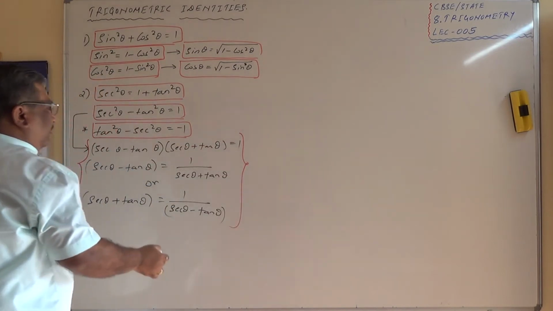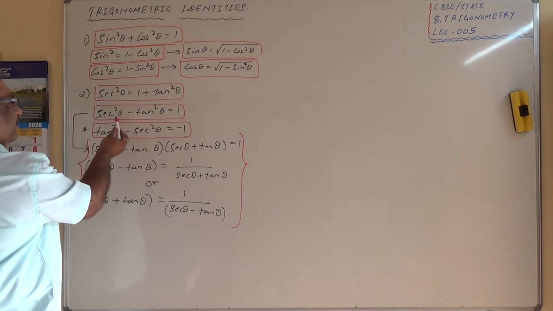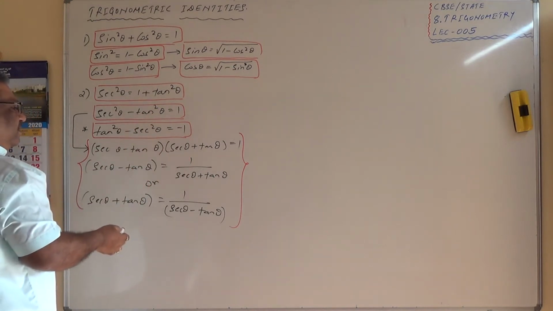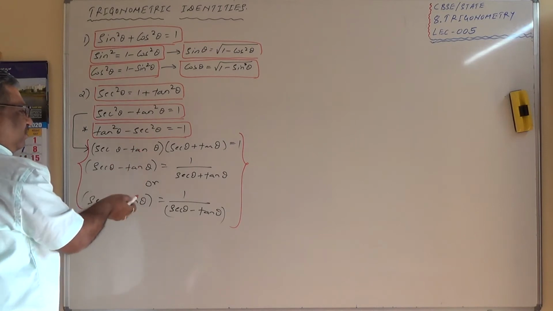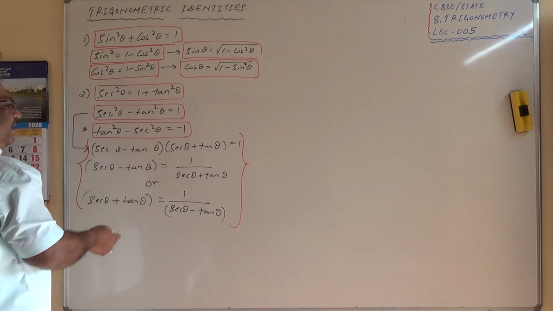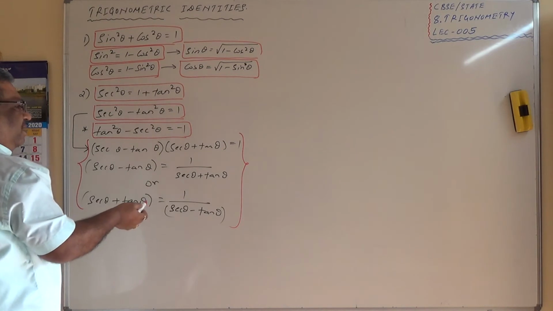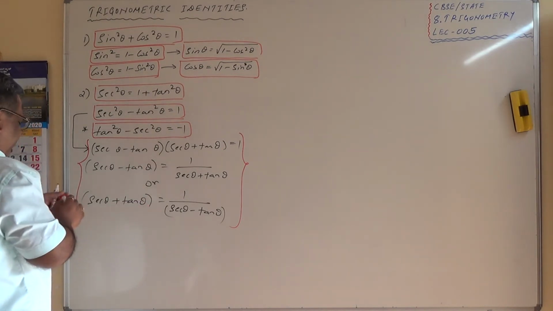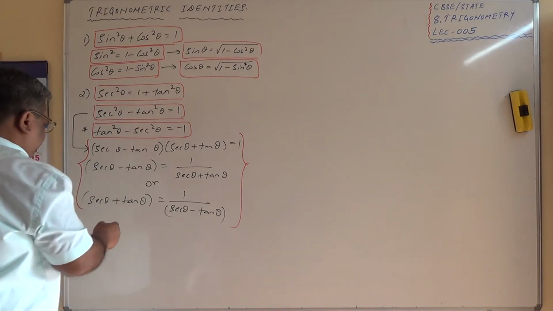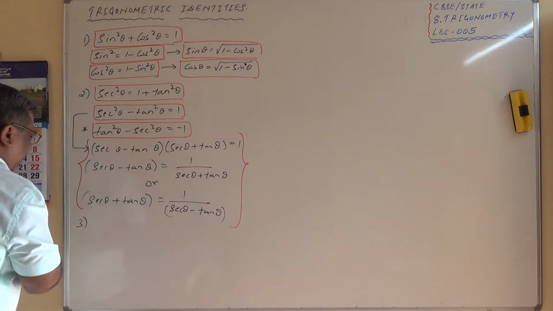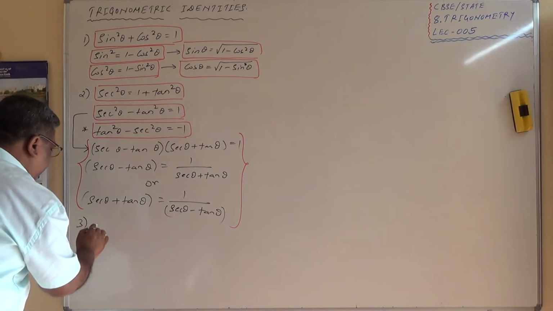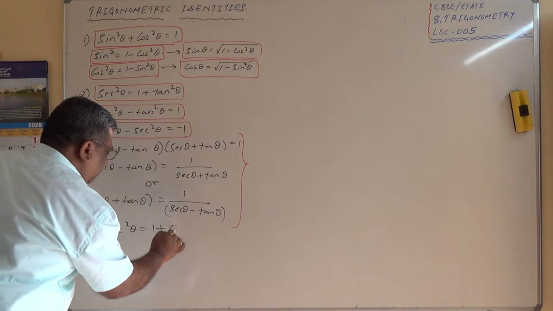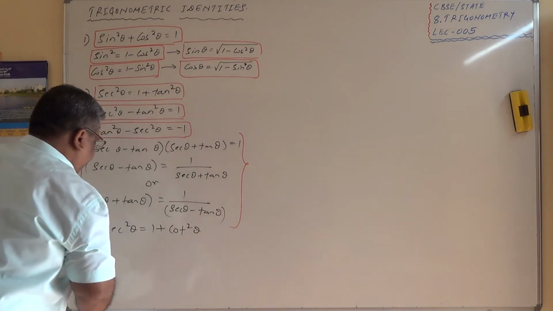Based on a square minus b square equals (a minus b) into (a plus b), that formula I have used and derived another two equations or standard identities. These can be taken to be standard results also. Next, third one: cosec square theta equals 1 plus cot square theta.